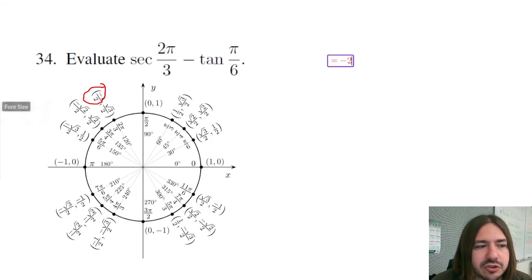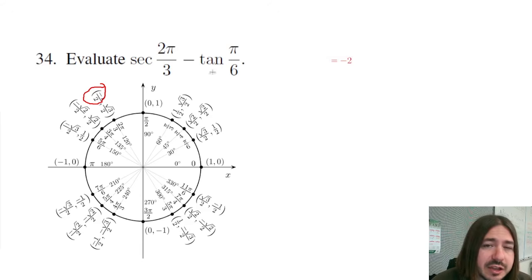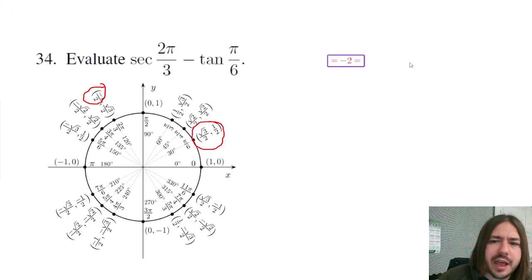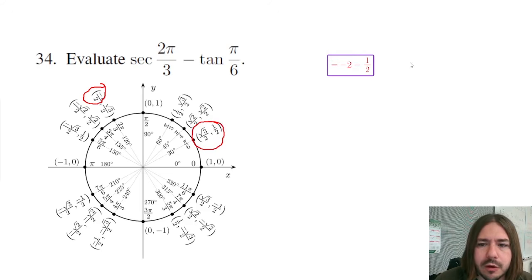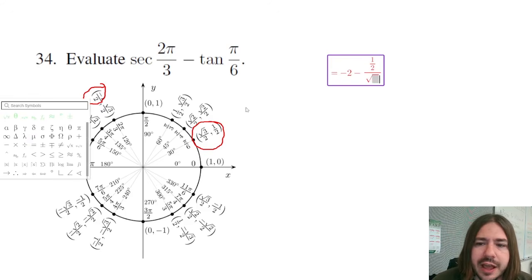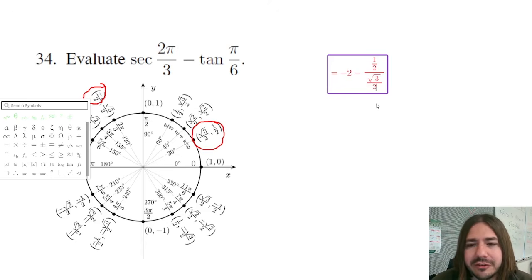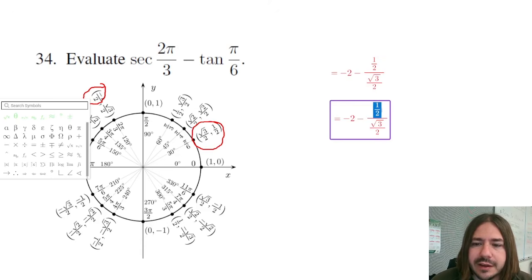Then we look at tangent, which is at pi over 6. Tangent is going to be the y-coordinate divided by the x-coordinate, so 1/2 over root 3 over 2. Now when you divide 1/2 by root 3 over 2, both of these have 2 in the denominator, so effectively they're going to cancel each other out. But the way we'll write that is as 1 over root 3.